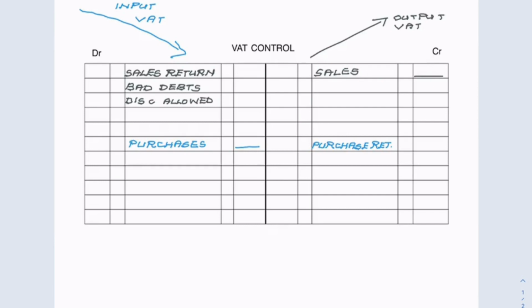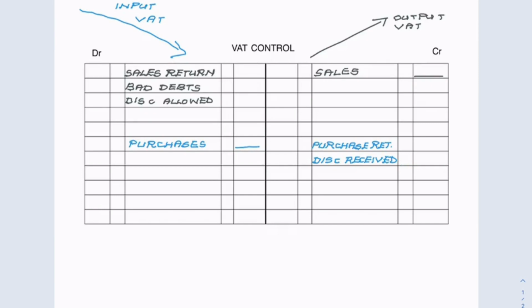Also, if our creditor allows us a discount, we are not paying the full amount that we originally recorded. So therefore, we have to pay SARS back the input VAT on the discounted amount. The amount of discount we received, we have to calculate the VAT fraction for that, and we've got to make that adjustment to the VAT control account. We've got to pay that money back to SARS.